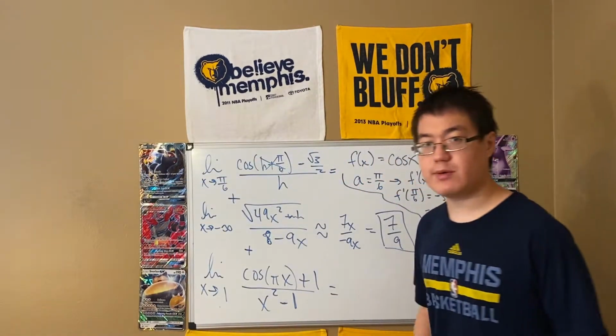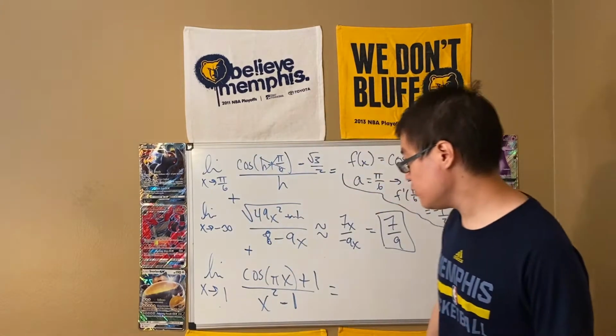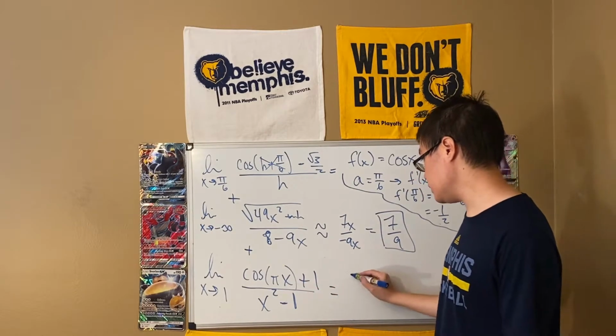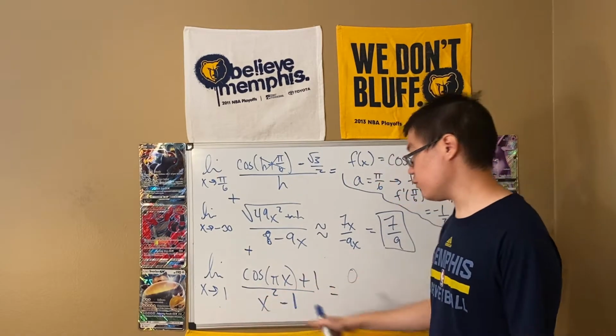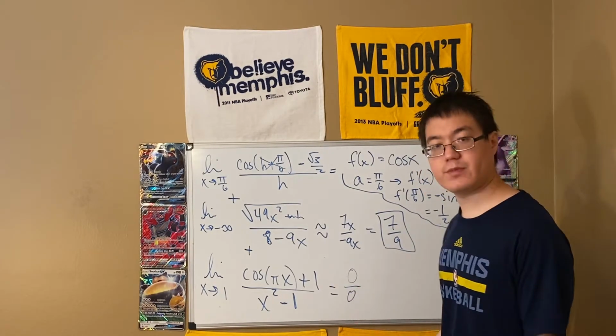So what we want to do is verify that we have an indeterminate form, 0 over 0. So let's do that. When we plug in 1, cosine of pi, -1 plus 1 is 0. Then when you plug in 1 on the bottom, you'll get 1 squared. 1 minus 1 is also 0. Now it's time to L'Hopital that.